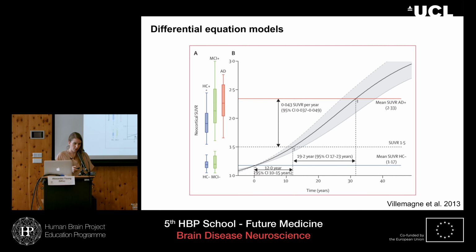So probably the most highly cited example of this is Villemagne's study looking at amyloid PET, and what they show is that with this type of differential equation approach, the time from being amyloid negative to amyloid positive is decades long.